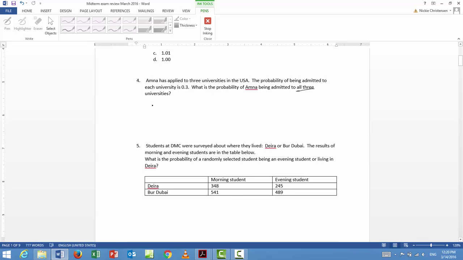So we want to know the probability of her being admitted to University 1 and University 2 and University 3. Okay, and they've told us that the probability of being admitted to each university is 0.3. So all we have to do is just slot in our probabilities, and we remember that and means times. Okay, and so we get a final answer of 0.027. All right, so this is a rules of multiplication question, question number 4.